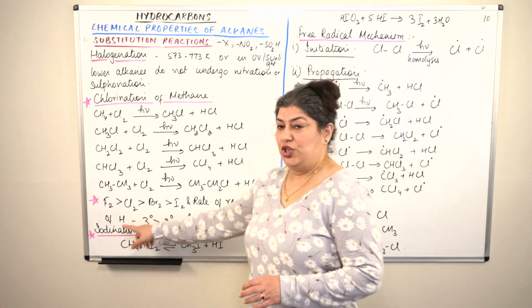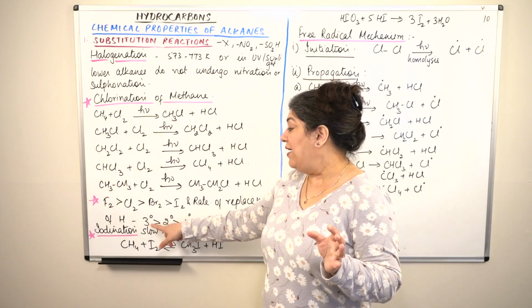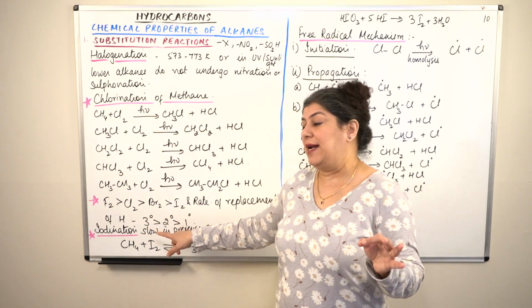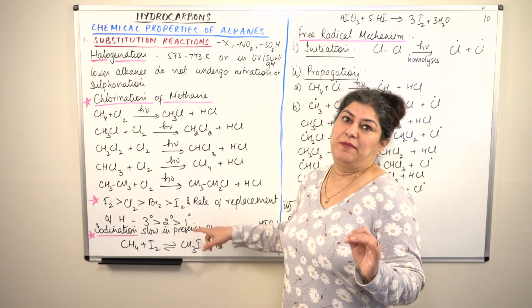Now, the hydrogen in the alkane, if it is a branched chain alkane, you may have hydrogens that may be attached to a tertiary carbon atom, they may be attached to a secondary carbon atom or a primary carbon atom.